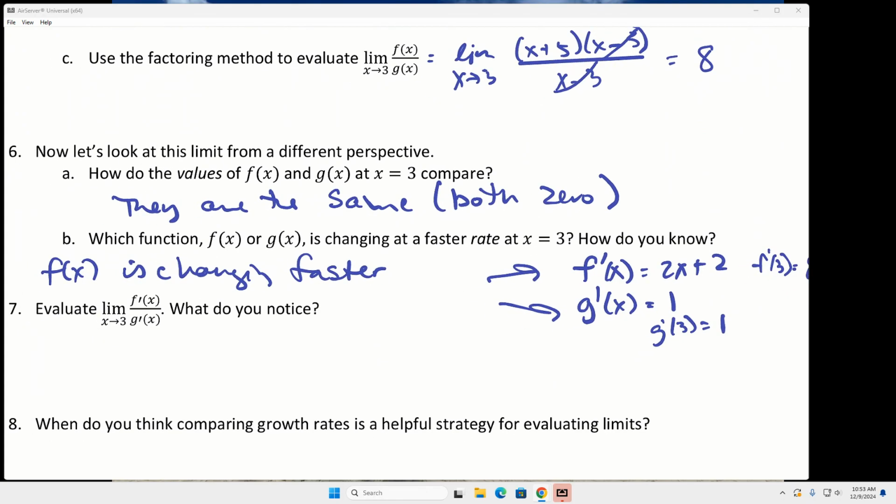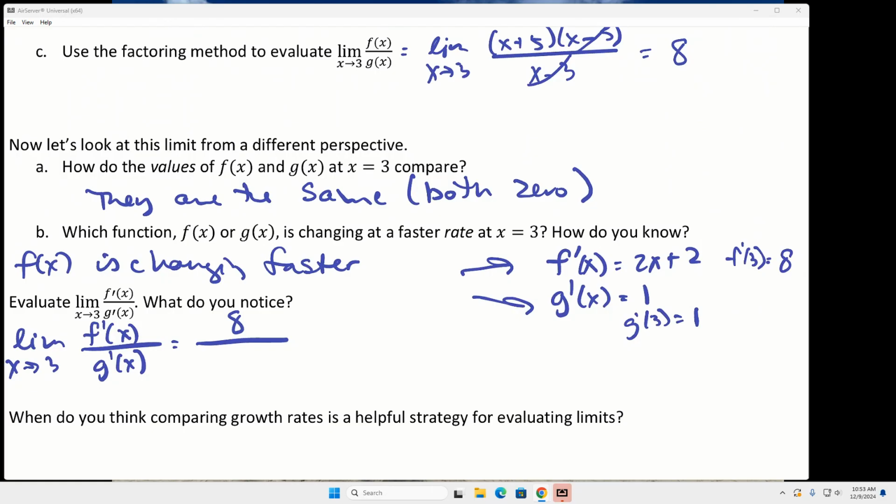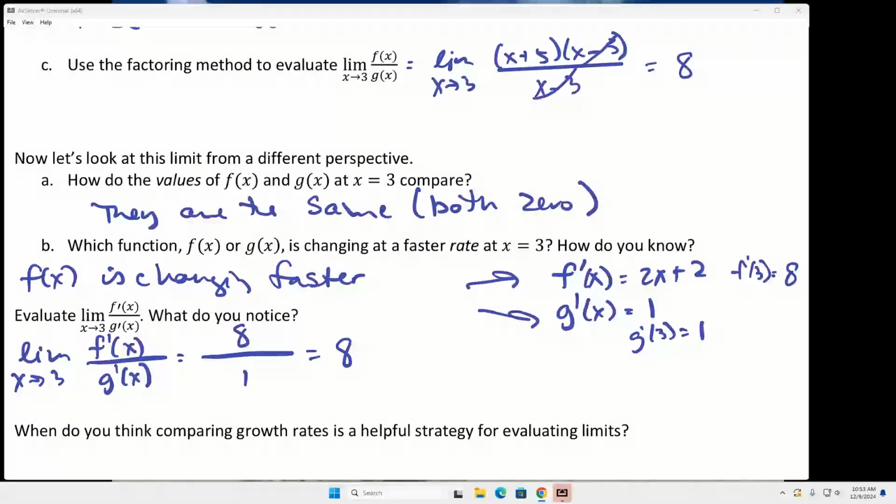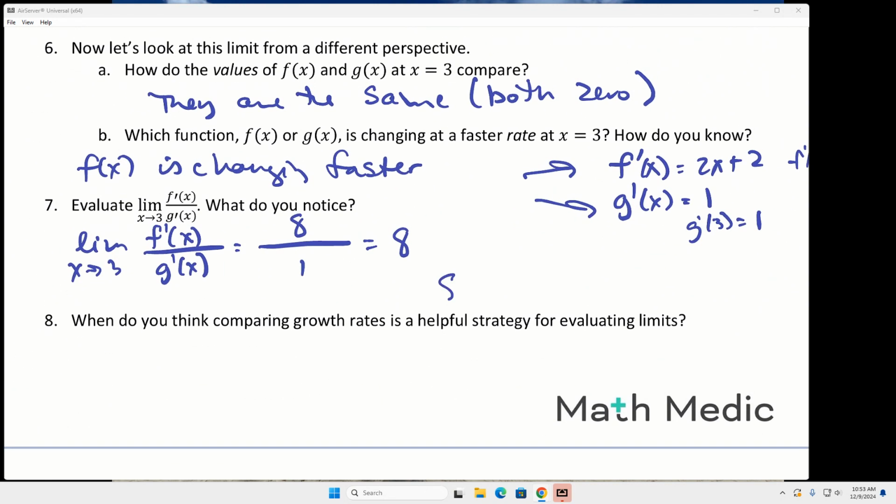Right? And then if I want to do the limit as x approaches 3 of the primes we just found, we've already plugged 3 into f prime and got 8. And I plug 3 or anything into g prime, I get 1. So what do you notice about that way and then the way we did before by factoring? They're the same. So that's the new way we can do it.